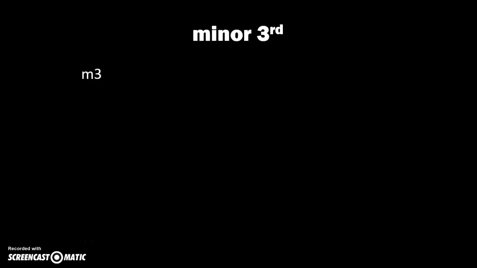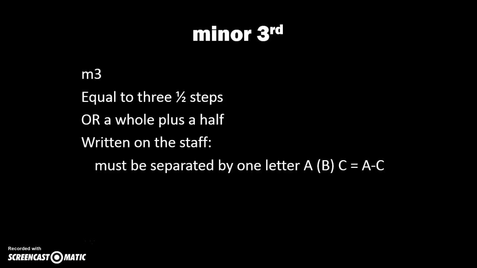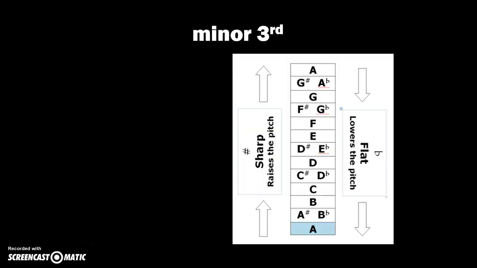Starting with a minor third, this is equivalent to 3 half steps, or if you wanted to think of it as a whole step plus a half step, I wouldn't stop you. And when it's written on the staff, you have to make sure that you actually write a third. That means A, B, C, 1, 2, 3. Right? It's like do, re, mi. You have to skip the B. You can't write an A to B and call that a third. That will be a second. Silly. So make sure you do that properly.